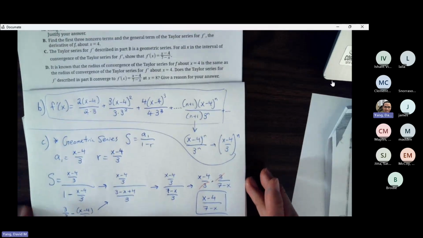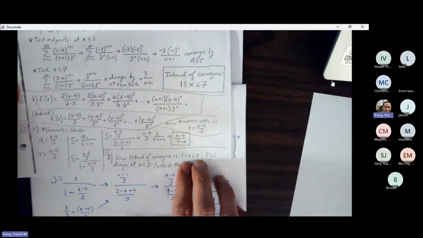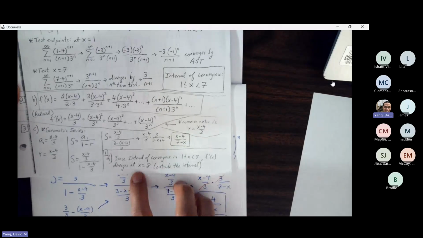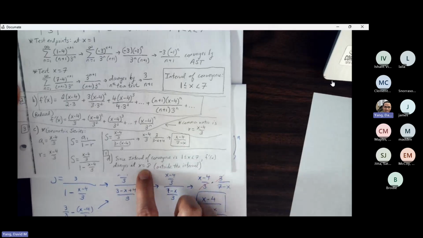It is known that the radius of convergence of the Taylor series for f about x equals 4 is the same as the radius of convergence of the Taylor series for f prime about x equals 4. Does the Taylor series for f described in part B converge to f prime at x equals 8? Give a reason for your answer. This one is quick because since the interval of convergence is between 1 and 7, f prime will diverge outside of that interval. Since we've already established that interval of convergence from 1 to 7, f prime is also going to have to live within those rules as well.